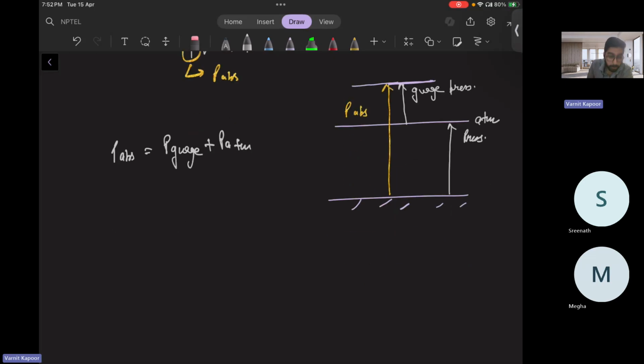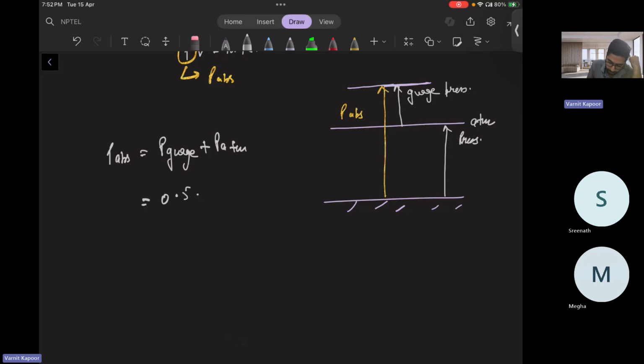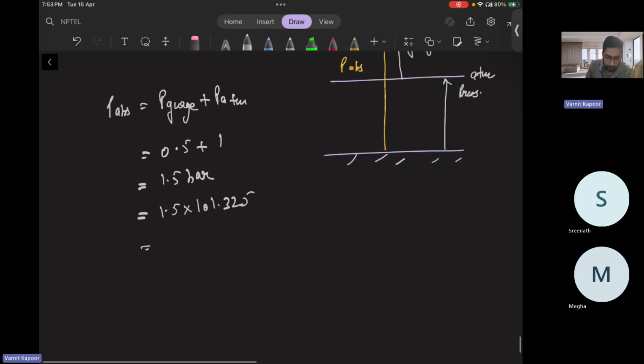This is gauge plus atmosphere. So it's given that the gauge pressure is 0.5 and atmospheric is 1, so the absolute pressure is 1.5 bar. In terms of kilopascals, 1.5 into 101.325, that is near about 151.325 kilopascals. So that's your absolute pressure.